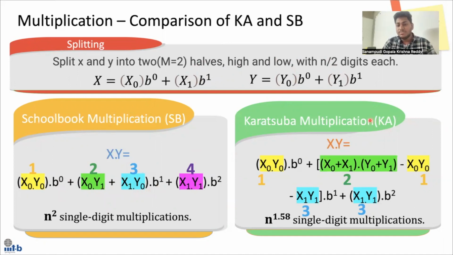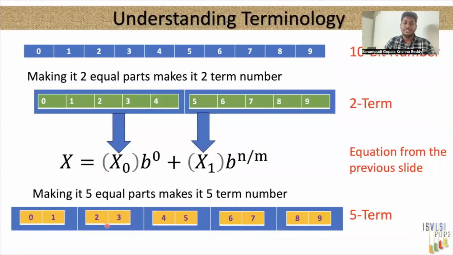Whereas in the Karatsuba algorithm, Karatsuba slightly modified this equation such that it requires only 3 multiplications. You can see here, this is the first multiplication, this is the second multiplication, and this is the third multiplication. So by modifying the equation like this, we are able to save a few multiplications. For n-bit multiplications, we require only n power 1.58 single-digit multiplications, whereas the schoolbook algorithm requires n square single-digit multiplications.